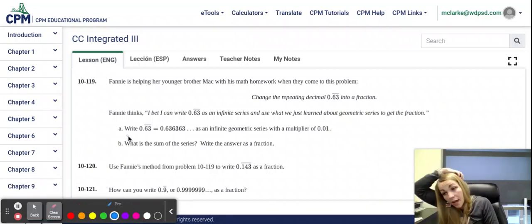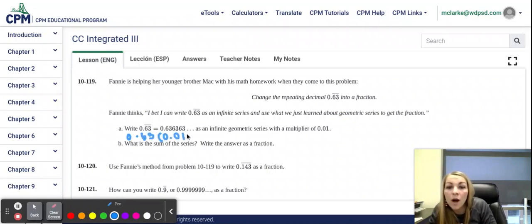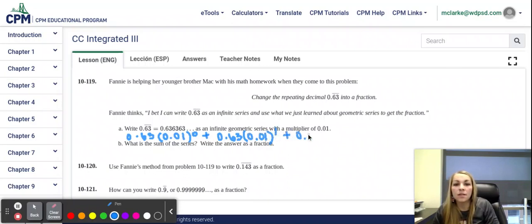Let's write here. So I have 0.63, and we're going to use the multiplier of 0.01, and that's to the 0 power. And then we're going to add that to the next item. So I have 0.63 times 0.01 to the power of 1 plus 0.63 times 0.01 to the 2. And what's happening here, so obviously this is 1.